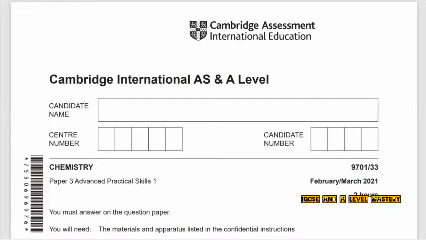Hello everyone. In this video, we'll be discussing paper 3, that is Advanced Practical Skills from AS Level Chemistry. This paper is taken from the year 2021 and the series is per March. The paper code is paper 33.